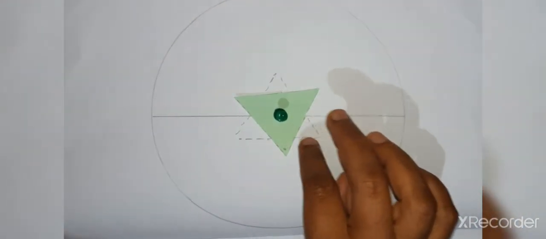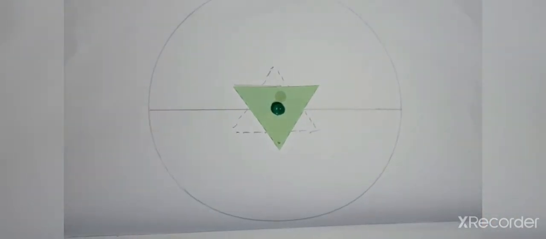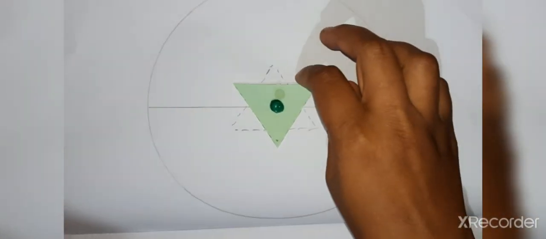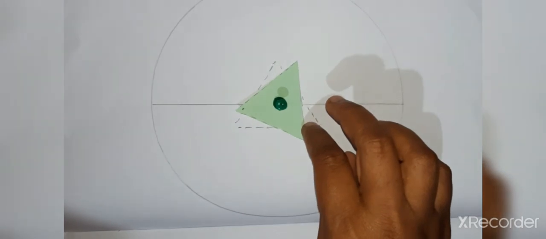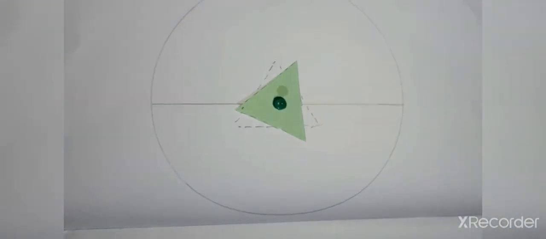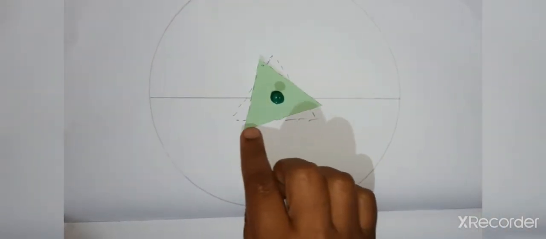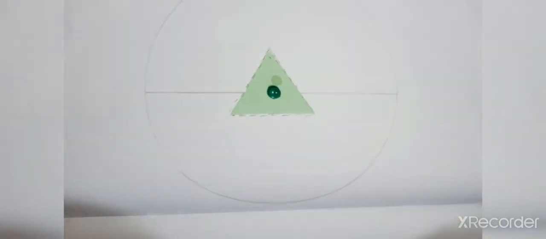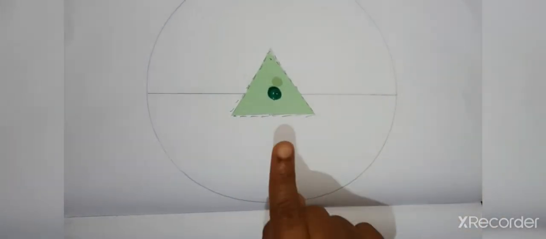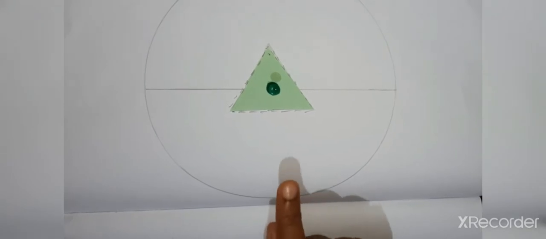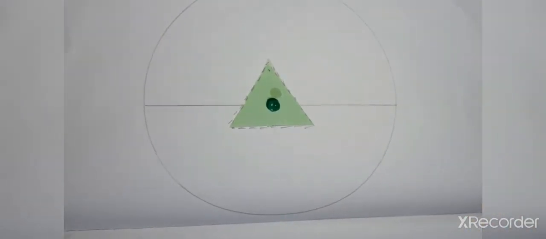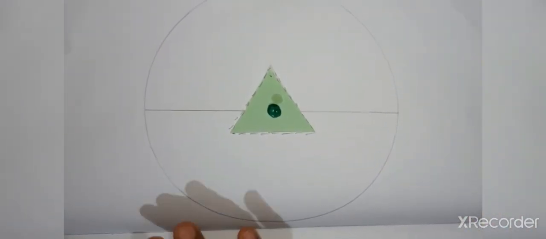If I give it half a turn, it will look like this. So here also it is not looking the same. At 3/4 turn also it is not matching. It is matching only in its original position. So this is not showing rotational symmetry after giving 1/4 turn, half a turn or 3/4 turn.